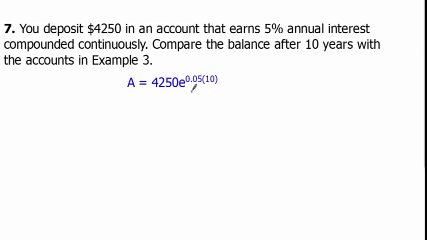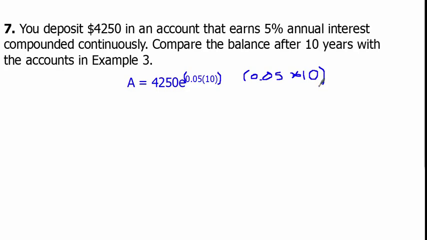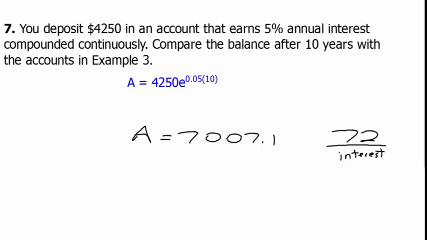So number crunching that, you do need to make sure that this entire thing goes in the exponent. It's an easy mistake to make. It is a really good habit to put that in parentheses. I could also put that in parentheses with a times. But it's a simple, good habit that will make sure that you're getting the right numbers, especially since with this e, you don't have a good idea of what that might look like. So I would do the good habit. And when I do that, I get $7,007.